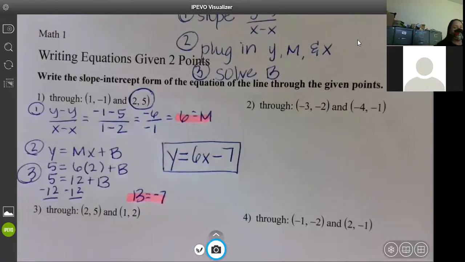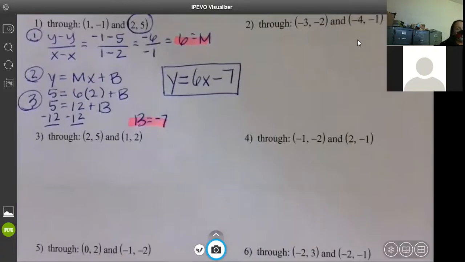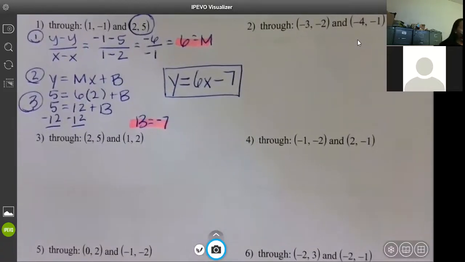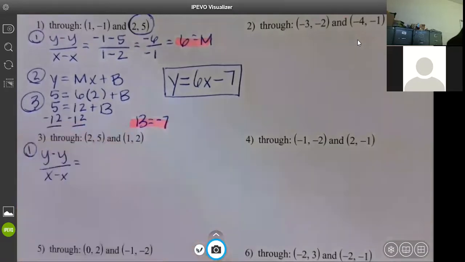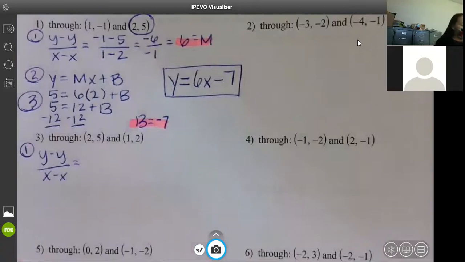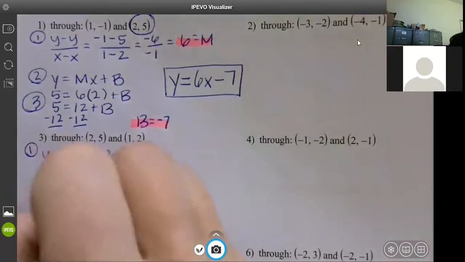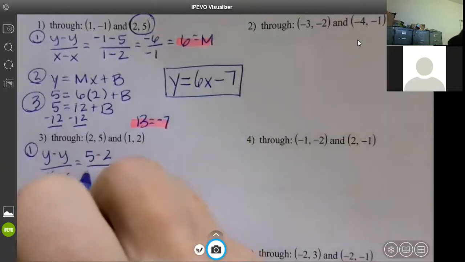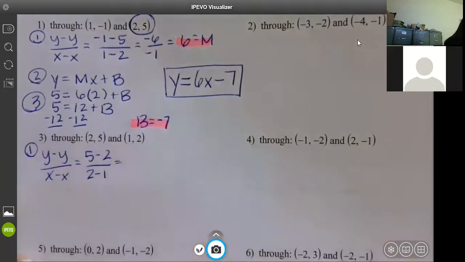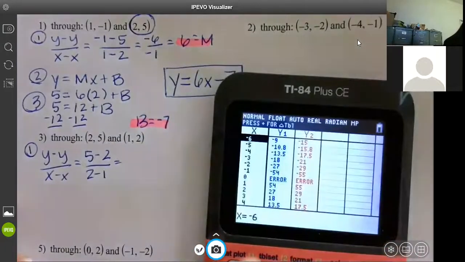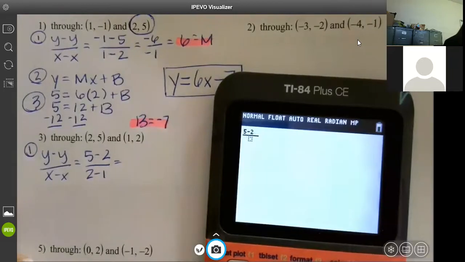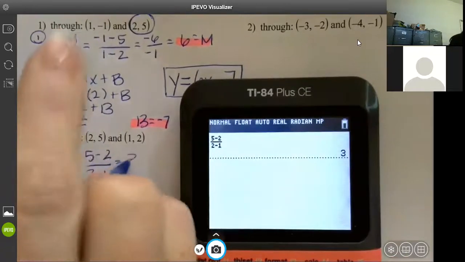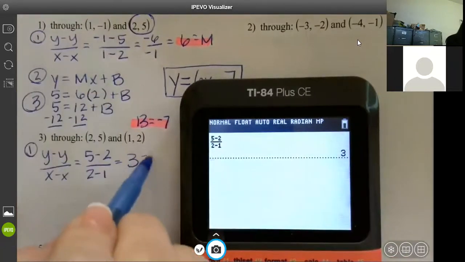I'm going to skip down to number 3. That way you guys can still see what I did. We're going to start with our slope, y minus y over x minus x. What are your two y coordinates? 5 and 2, so 5 minus 2. What are your two x's? 2 minus 1. If you guys want to put it in your calculator, you can do alpha y equals 5 minus 2, 2 minus 1, and it gives us 3. Remember, 3 is our m.